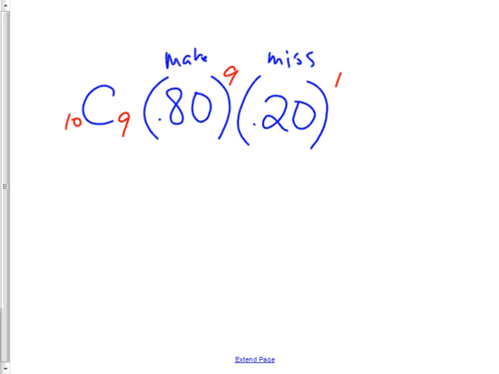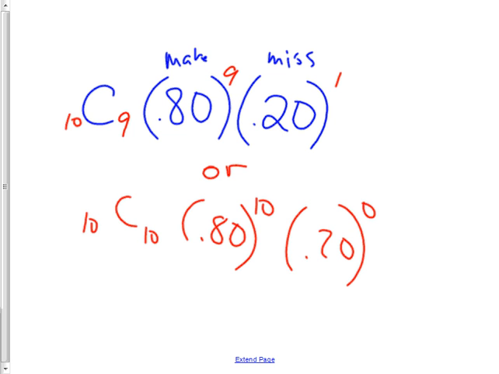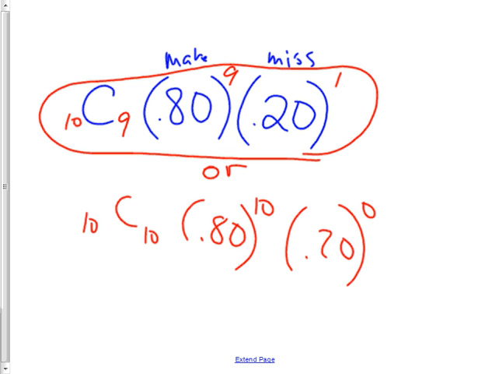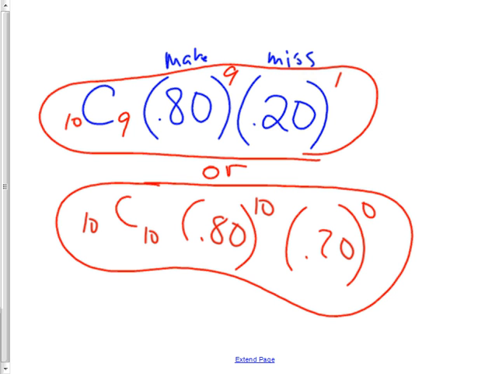But if I want at least 9, that means 9 or 10. 10C10. And then a 0.80 to the 10th, and then a 0.20, and I'd find out this answer and this answer and I would add them together, because if it's something or something, then you can add those probabilities. All right, so then my grand total would be whatever these two decimals come up to be. That's my probability of making at least 9 shots.